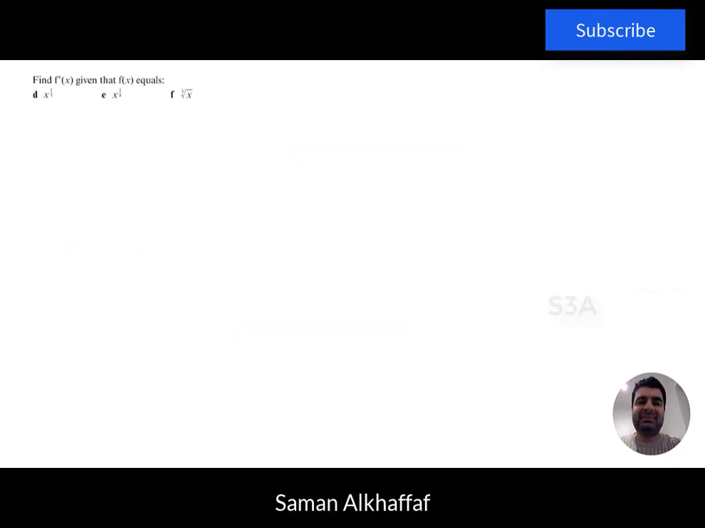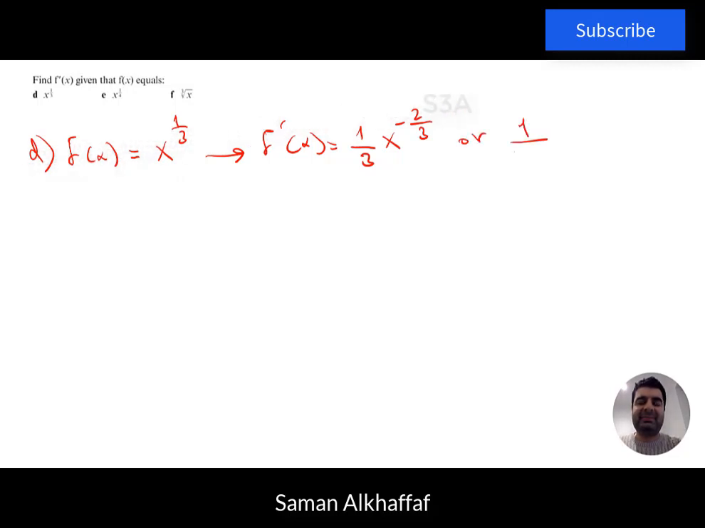We're asked to find the derivative for the expressions shown. So first we'll start with part D. We have the function being x to the power of a third. So to find the derivative, we take a third, x to the power a third, take away 1. That would give us, in this scenario, minus 2 over 3. So this will be our answer, or we can re-express it as 1 over 3x to the power 2 over 3. So we can write our answer in either format.